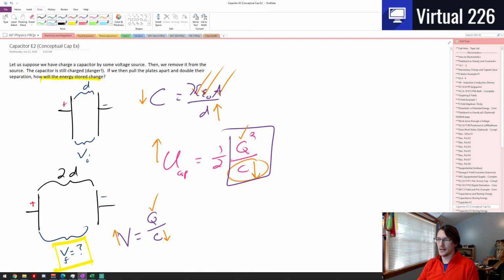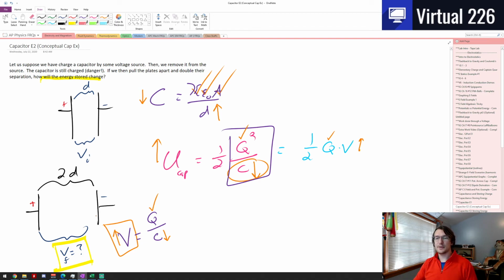If we wanted to rewrite that, we know there's an equation. We can say 1/2 Q times V would also be equivalent. If Q is a constant but voltage goes up, we see that the stored potential energy in this capacitor is going to go up as well. So that's what's going to happen whenever we pull this apart.